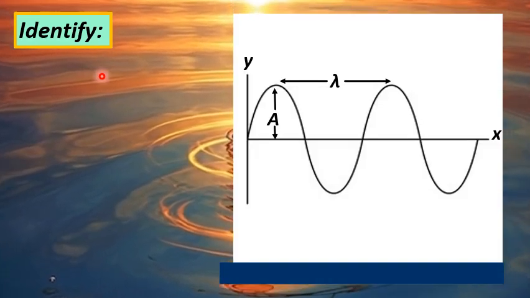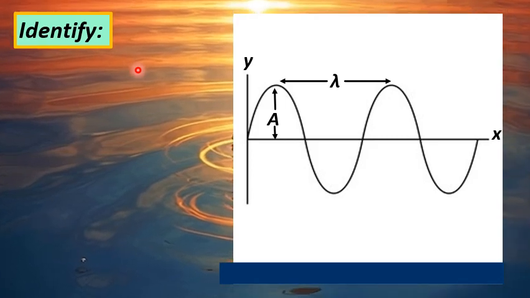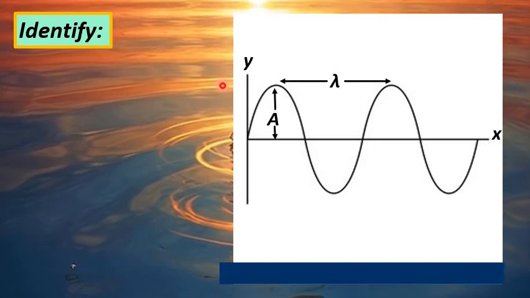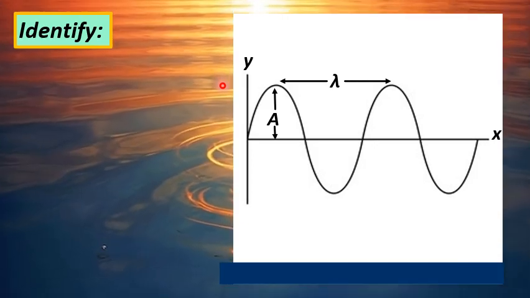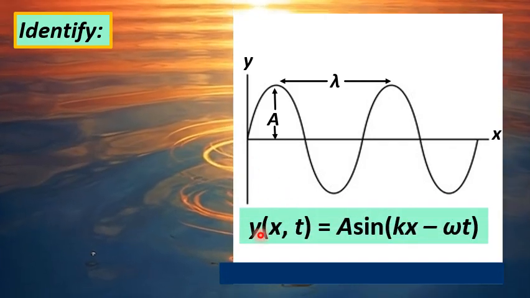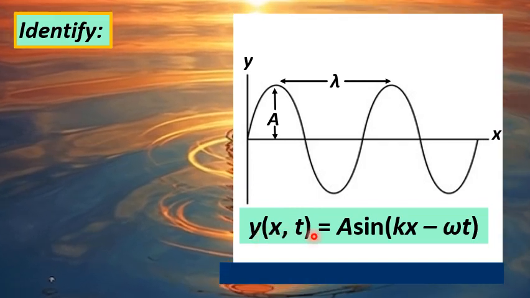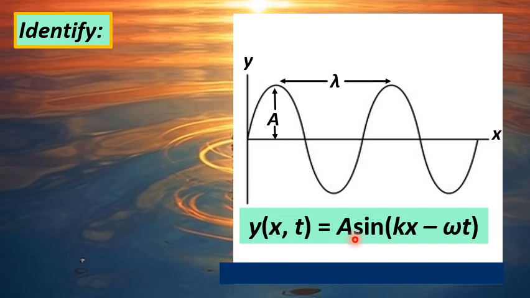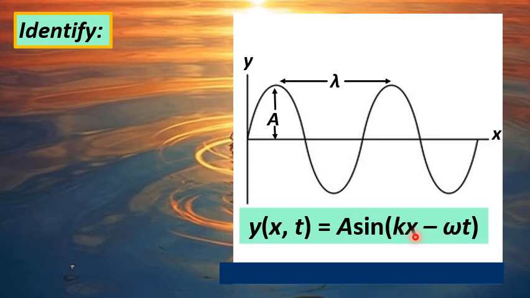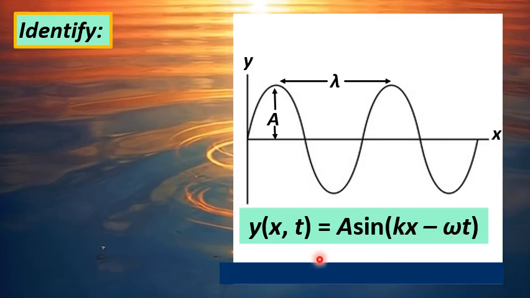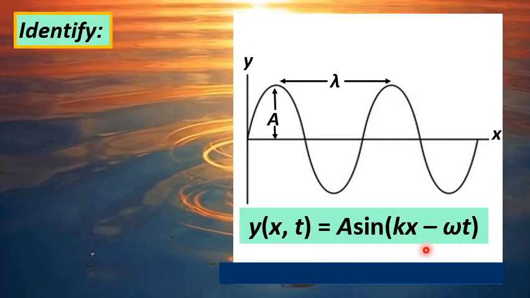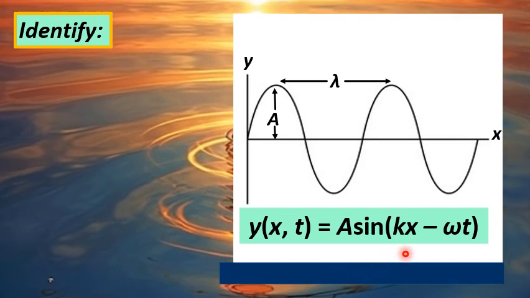We have the waveform shown in the figure. We call this the snapshot of the string at time t equals 0. The wave function y(x,t), or y as a function of x and t, is just equal to the product of the amplitude of the wave, capital A, and the sine of the quantity kx minus omega t, where k is called the wave number and omega is the angular frequency of the wave.